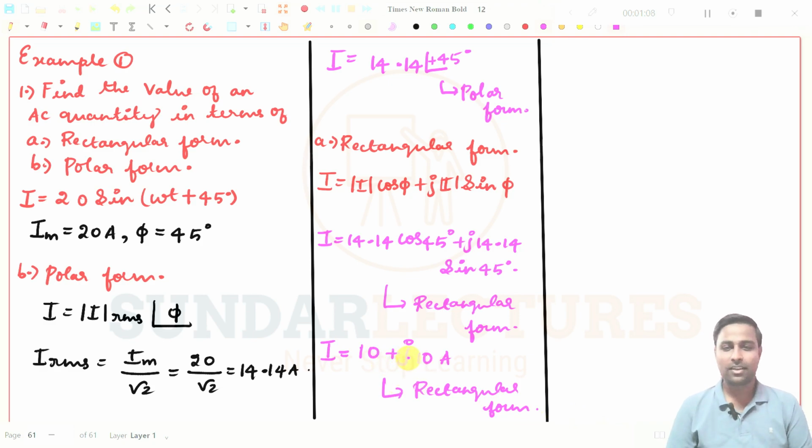So this is 10 plus j10 amps will be the rectangular form, and 14.14 at an angle of 45 degree in the polar form. And the general form will be 20 sine of omega t plus 45 degree. Thank you. We will see in the next class.